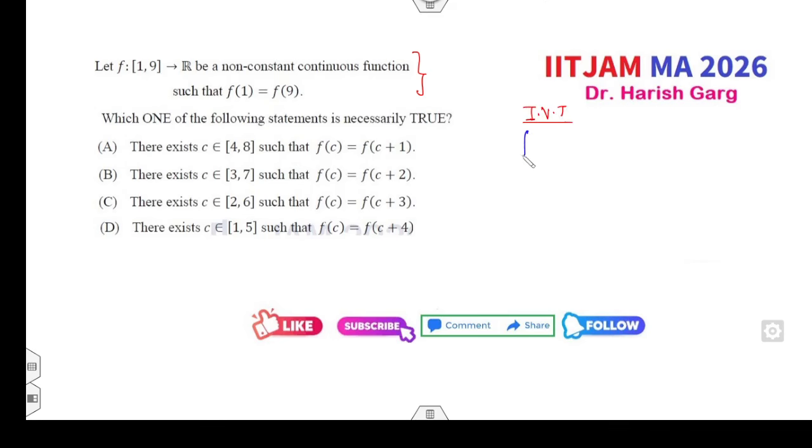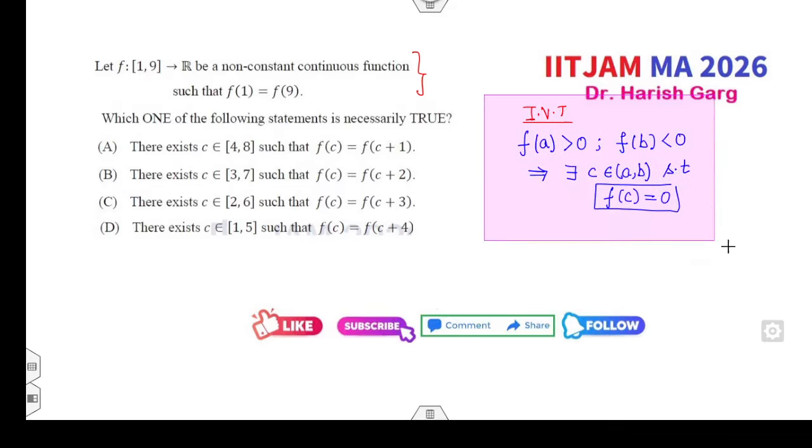उसका क्या purpose था? You can find 2 points such that f of a is greater than 0, f of b less than 0. Then there must exist one c in the open interval a comma b such that f of c will be 0. Fine. तो यही रूल हम इस एग्जाम्पल में सॉल्व करेंगे.